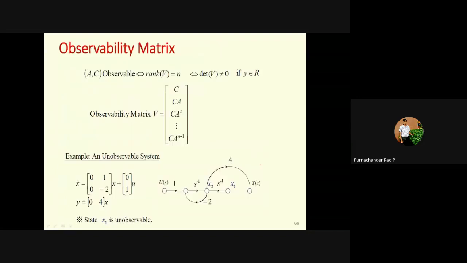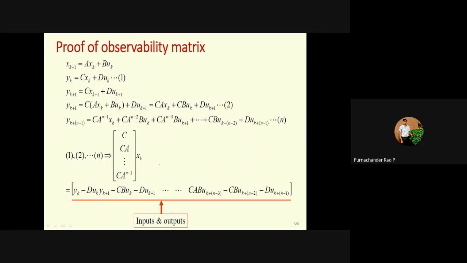Okay, and the matrix is like C, CA, CA squared, and so on, CA to the power n minus 1. Just remember this. Okay, we need to find out the matrix C, CA. Find the determinant. If it is zero, then it is not observable. Okay, this is the proof.